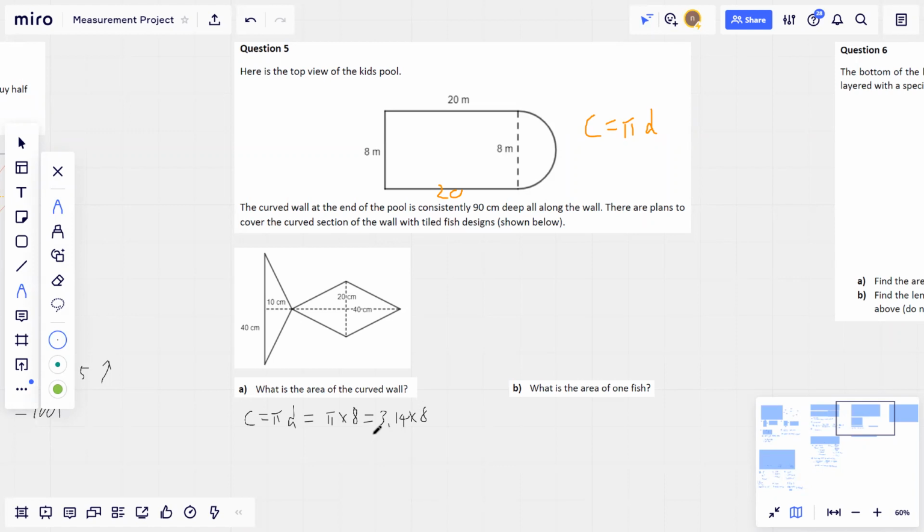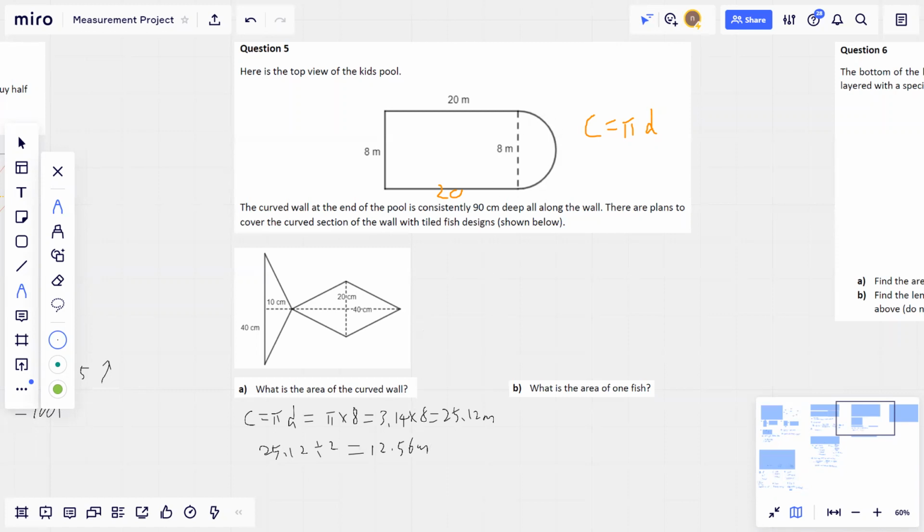That's for the whole circle. 3.14 times 8 gives you 25.12 meters. But it's half a circle, so we divide 25.12 by 2. That will give you 12.56 meters. Okay, so that's the curved part, the half circle.